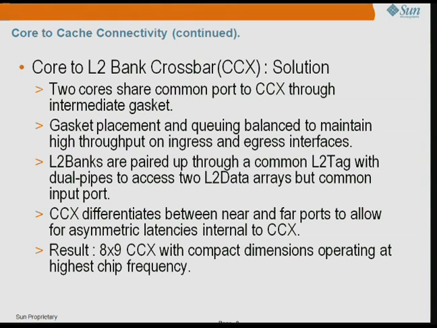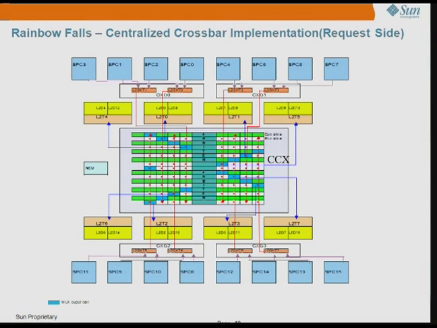What this also means is that given that we've limited access somewhat into the crossbar, we also have to supply high bandwidth elsewhere, say through the L2 tags. Otherwise, we'll have stalls on the crossbar. So the banking in the L2 tags helps us to some extent in that. As a consequence, we have an 8x9 CCX with compact dimensions operating at the highest chip frequency, which is quite amazing given that it's wire dominated and wires typically don't scale with frequency or process.